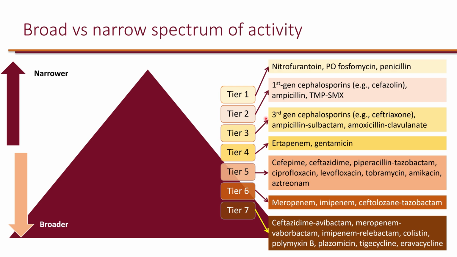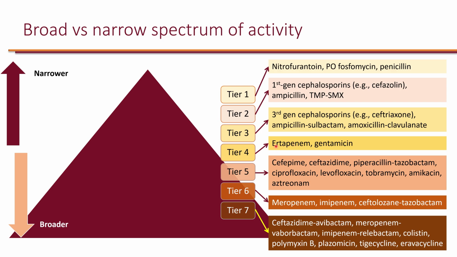And tier 3 includes third generation cephalosporins such as ceftriaxone, as well as ampicillin sulbactam and amoxicillin clavulanate. Now, these agents up to tier 3 do not have activity against ESBL producing agents, but when you get to the third tier, it's actually pretty broad spectrum. Now, tier 4, slightly more broad than tier 3. What's unique here is that ertapenem and gentamicin do have activity against ESBL producing agents.